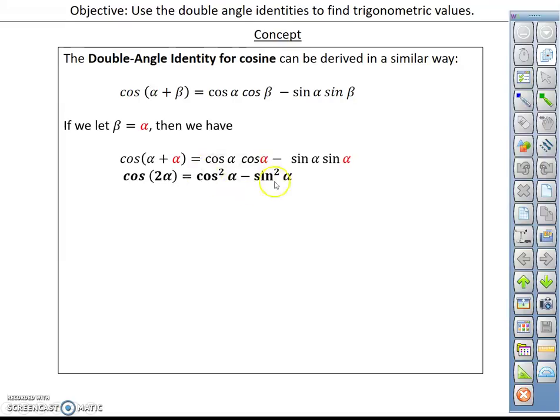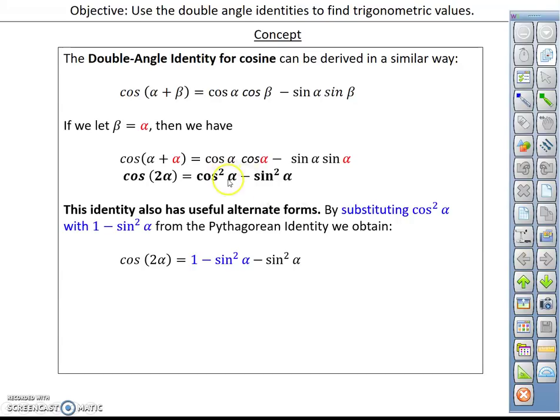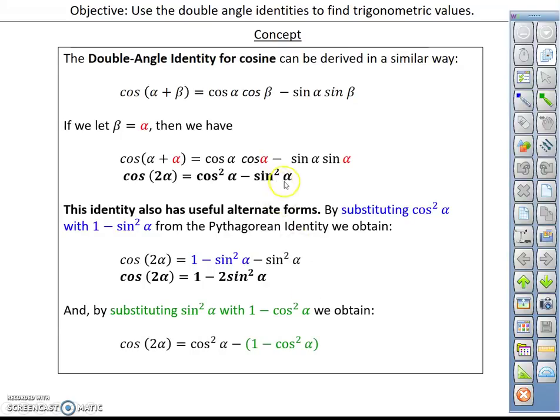We can also get alternate forms of this one using our Pythagorean identity. Sine squared plus cosine squared equals 1. So replacing cosine squared with 1 minus sine squared alpha, and then simplifying, we get cosine 2 alpha is also equal to 1 minus 2 sine squared alpha. Replacing sine squared alpha with 1 minus cosine squared alpha here, then simplifying, we get cosine of 2 alpha is also equal to 2 times cosine squared alpha minus 1.